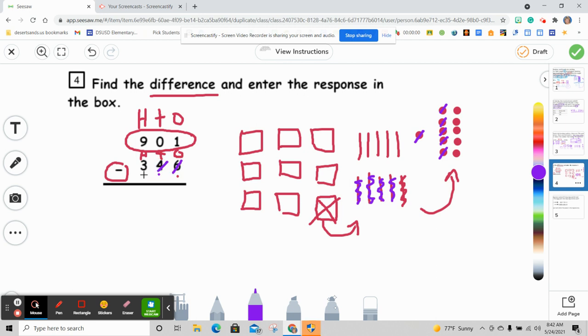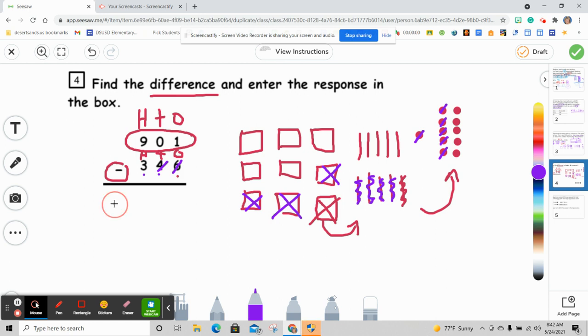So now it says to take away 300s. So I'm going to take away 100, 200, and 300. Now remember, this one doesn't count because I already regrouped that one. That one was the regroup, not taken away.